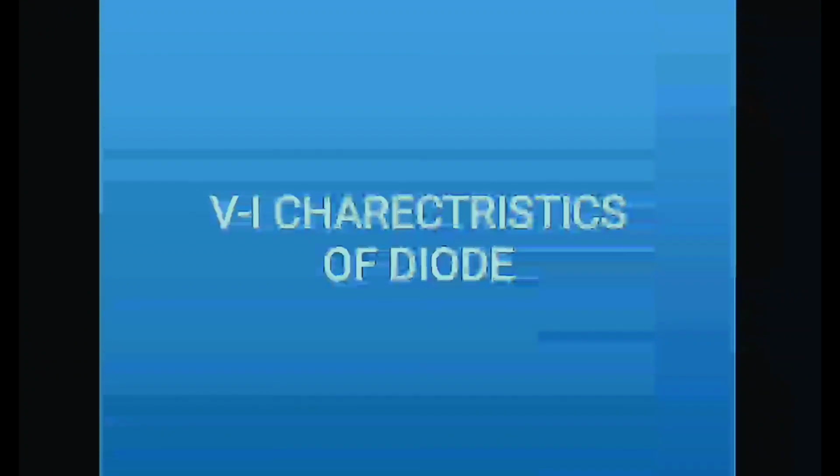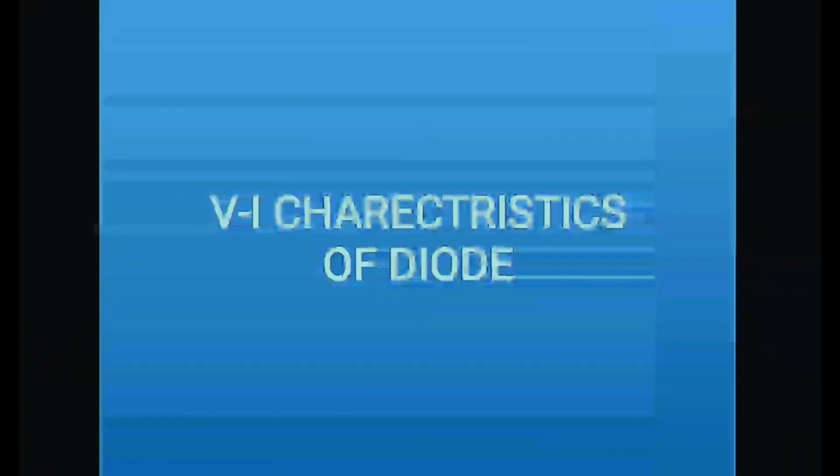Now we will make a graph of the variation of current flowing through a diode with respect to the variation of applied voltage across its terminals. This is known as the voltage-current or VI characteristics of a diode.